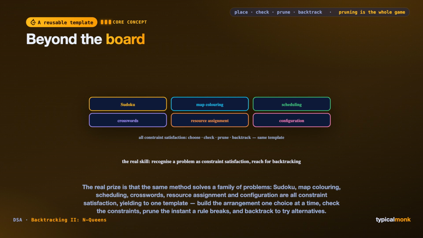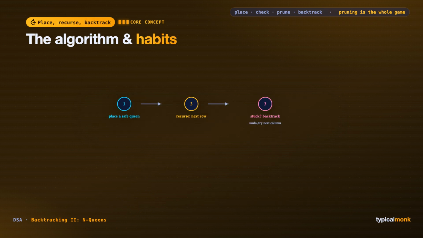So the takeaway: n queens is a template for constraint satisfaction, and Sudoku, map coloring, scheduling, crosswords, and resource assignment all yield to the same choose, check, prune, backtrack method. So the real skill is recognizing a new problem as constraint satisfaction and reaching for backtracking. Let us consolidate the method into a key algorithm and the habits that make it work well.